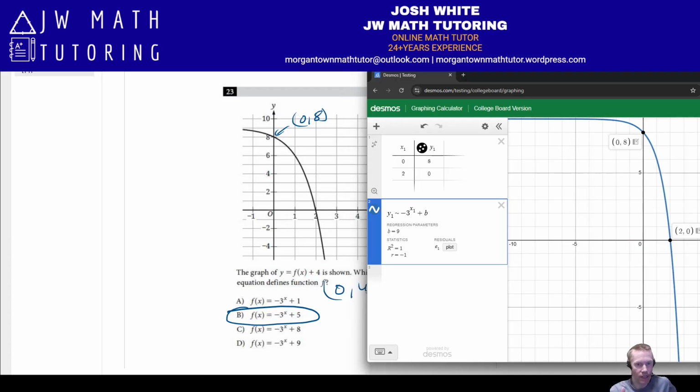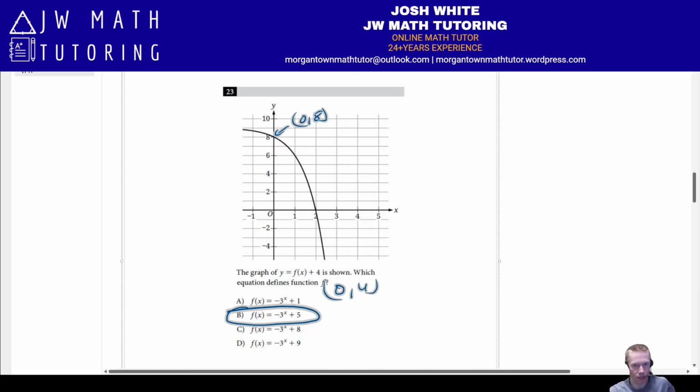Now, this is the f of x shifted up 4. So just subtract 4 from your b value. 9 minus 4 is 5. Therefore, the actual function itself is going to be -3 to the x plus 5. So that's just an alternate way you could get the answer as well.